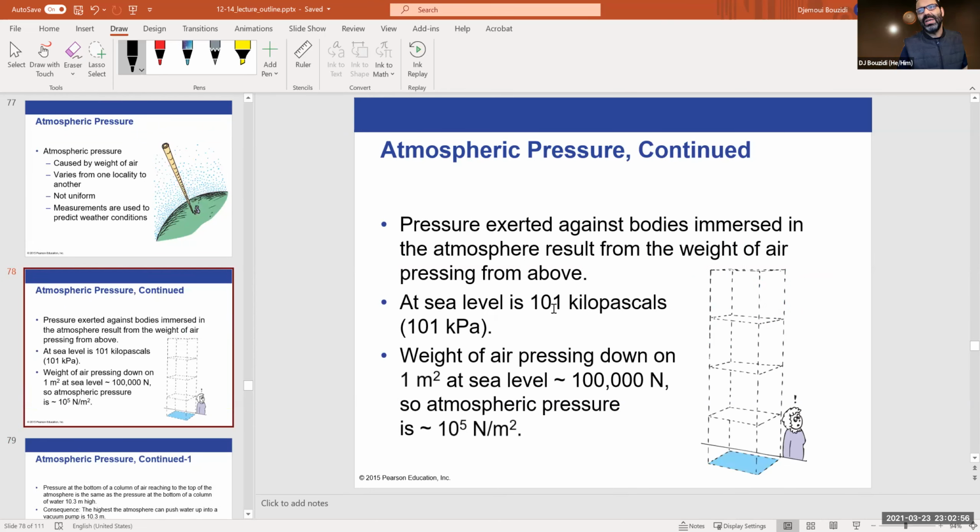Or 101 kilopascal, kilo meaning 1,000. So it's roughly that much. So it's 100,000 newtons per square meter. So if you think that you cannot lift 10,000 kilograms, think again, because you do on a regular basis. As you're sitting right now, you're lifting about 10,000 kilograms. That's about 20 tons.